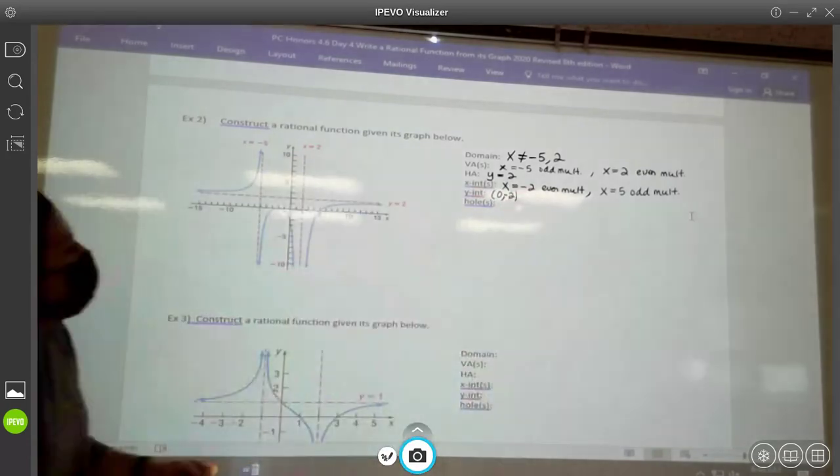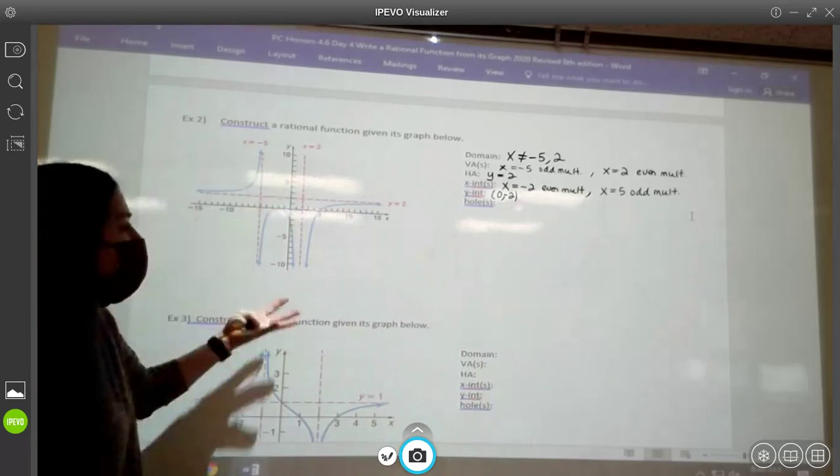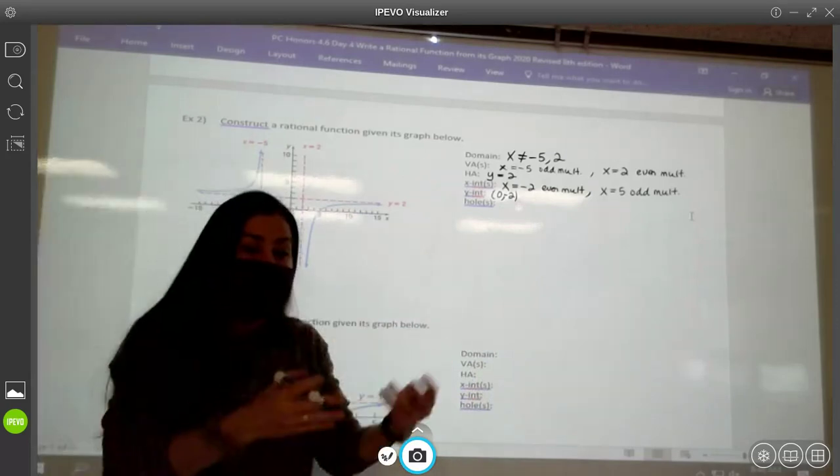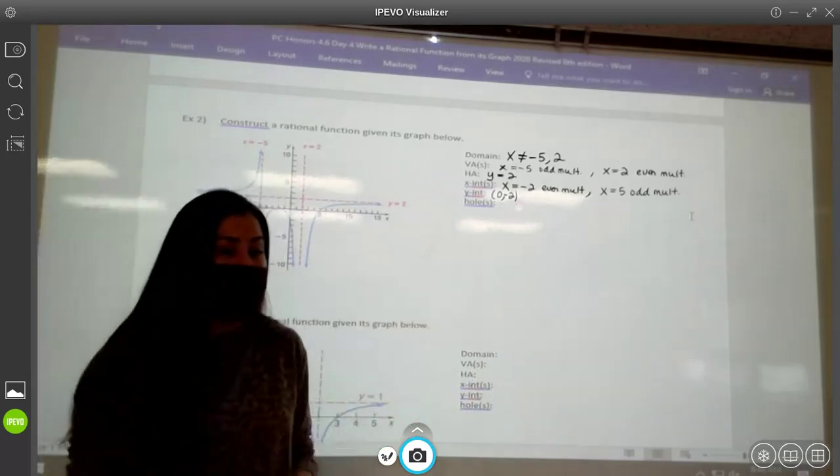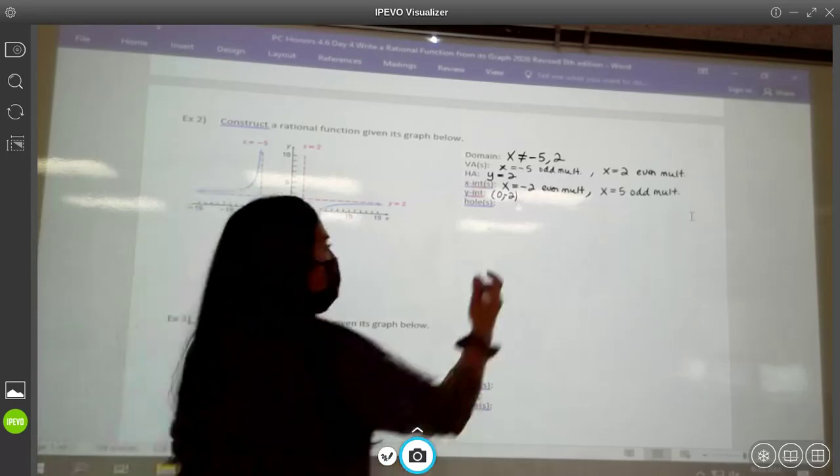All right, and then the holes. I don't see any holes. So, like I said, that's less factors that we're going to have to create on top and bottom that cancel to make that hole. So there are no holes.